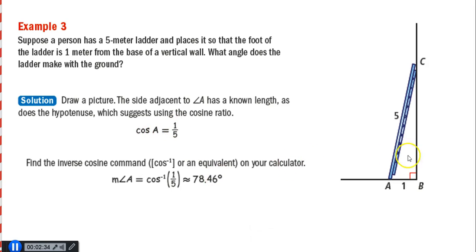So in this case, if we have a 5-meter ladder set at 1 meter away from the base of a vertical building, we will form a 78.46 degree angle with the ground, which, based on what we did in example 2, may not be safe because 75 was considered the maximum safe angle. So we get 78.46 for this angle by using the cosine.